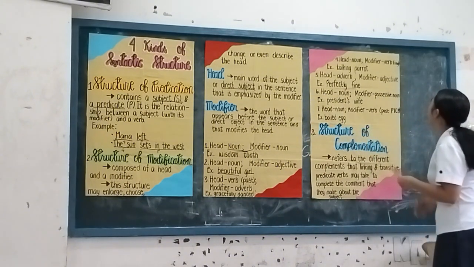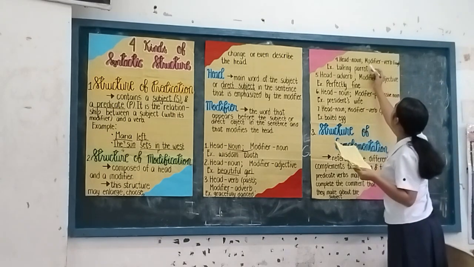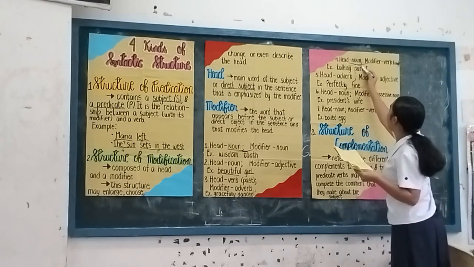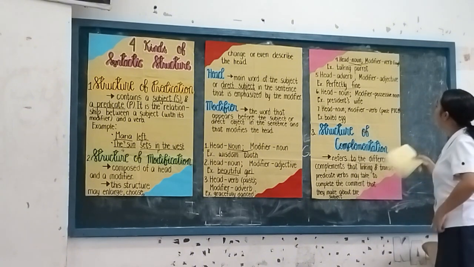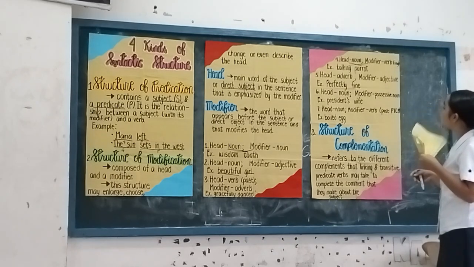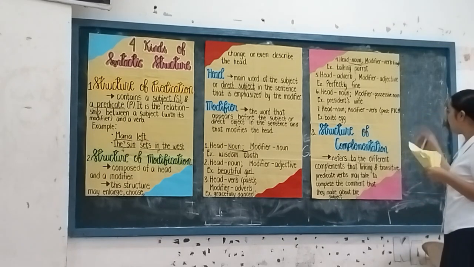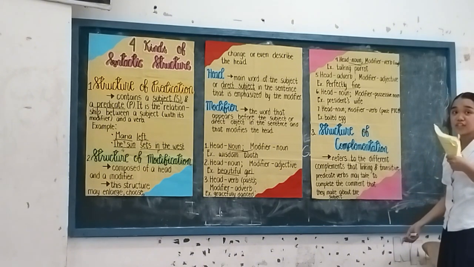Next is the talking parrot. So the modifier comes first before its head. So the head is the parrot, a noun, and then the modifier is the verb, talking. So another one is perfectly fine, the modifier also comes first. So I hope you understood how to formulate the structure of modification.